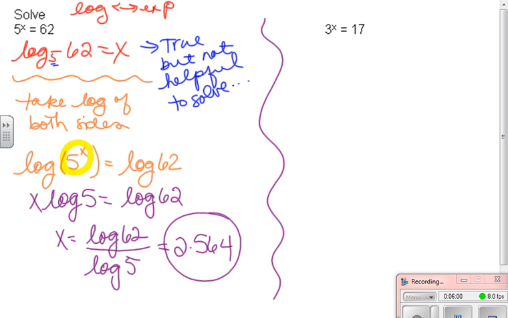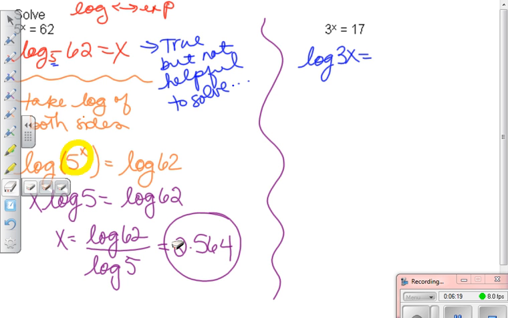So again, we could rewrite 3 to the x equals 17 as a log base 3 problem. Again, log base 3 isn't going to help us, so let's go ahead and take the log of both sides. It's very much like multiplying both sides by a number, dividing both sides by a number. It's an operation I'm doing to both sides. Apply that exponent rule.